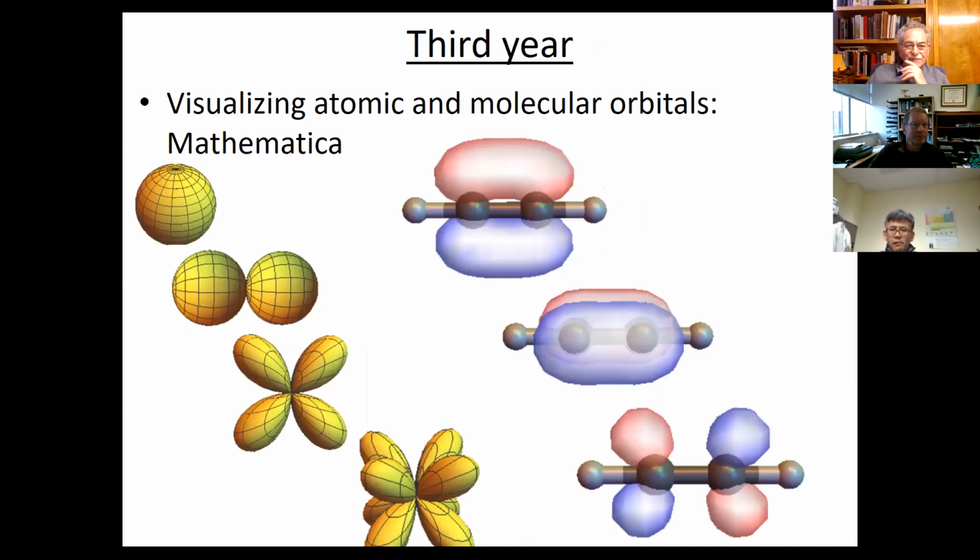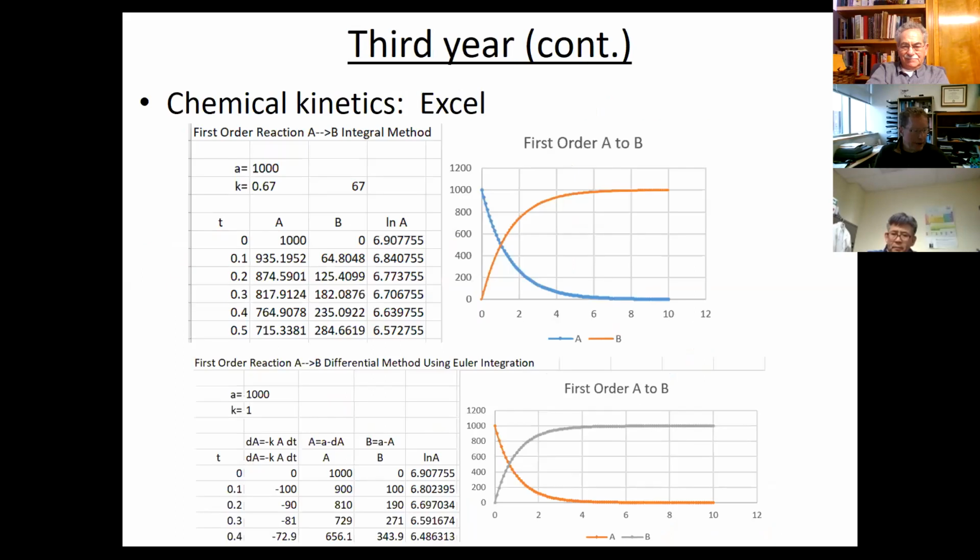Later in the curriculum, the third or fourth year, depending when they take physical chemistry, we're using Mathematica here as a tool to visualize some complex equations. So on the left here, the yellow and orange, we have atomic orbitals, s, p, d, f. And on the right, we're looking at some molecular orbitals. So they can actually learn how to visualize complex equations in Mathematica and do a little bit of coding and visualize some of the things they've talked about in various courses. Another topic in physical chemistry and other parts of chemistry, of course, is chemical kinetics.